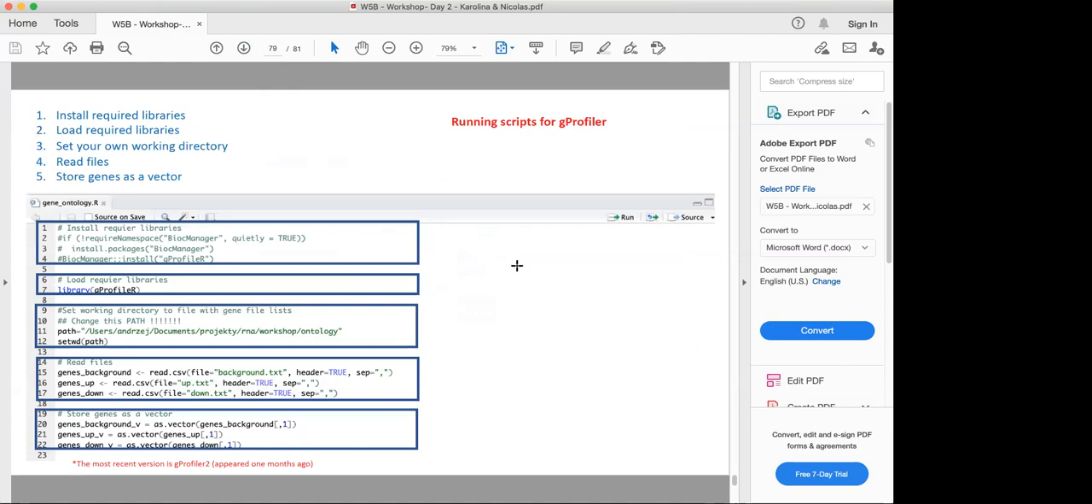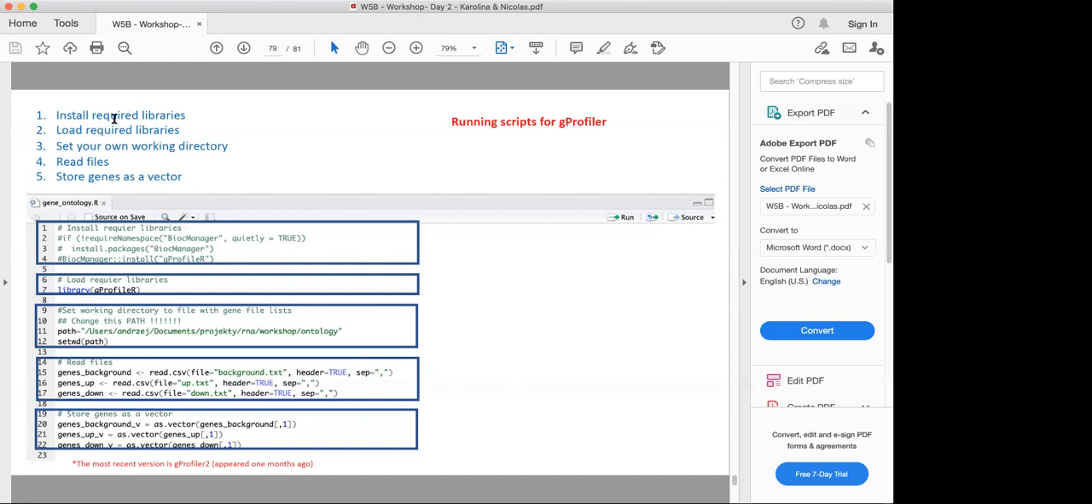Okay, but let's do a little bit of coding now, the practical part, the second part, because we did the online, so now the coding. I am going to go with you through each step to explain what you are doing when you run the scripts for the gprofiler. There is a newer version, gprofiler 2, the newest one. So don't worry if you get the warning message that an updated version, gprofiler 2, is available. I should update the scripts, but you can disregard this warning message.